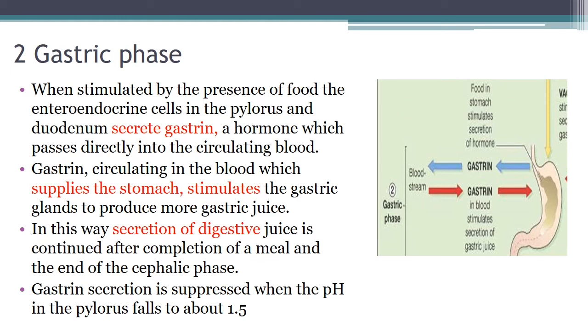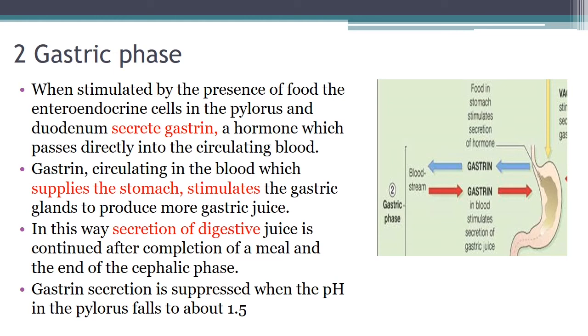The second phase, that is the gastric phase. When stimulated by the presence of food, the enteroendocrine cells in the pylorus and the duodenum secrete gastrin. It is a hormone which passes directly into the circulating blood. Okay, when the food enters the stomach, the pylorus area and the duodenum, there will be a secretion of gastrin, and gastrin will pass directly into the blood.